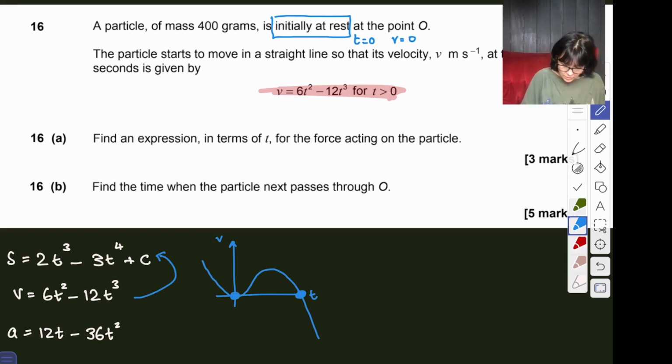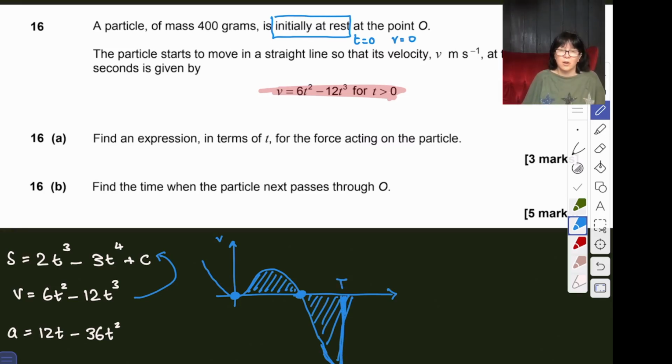So when it next passes me, say I'm the origin, when it next passes me is going to be when its displacement is 0. The moment when it passes me again is the moment when all its forwardness has been cancelled by all its backwardness. So those areas are exactly the same. That is the time that they're looking for.